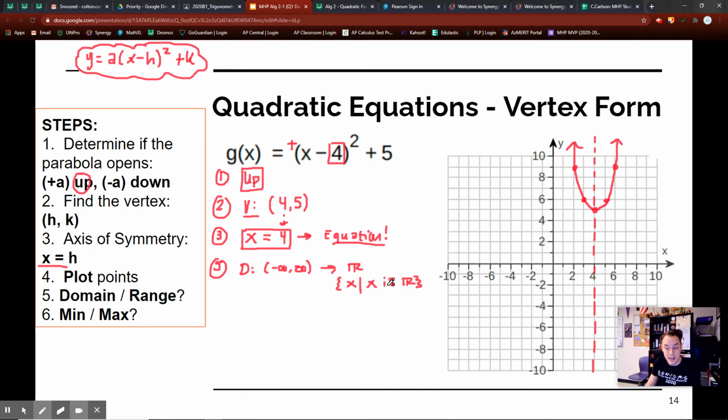This is set notation. If I want to find my range, I notice where the graph exists going from bottom up. It starts existing right here at this y value. This is 5. Since that is 5, I'm going to use brackets because it does exist at 5 here. And then it goes up forever, positive infinity, parentheses. And if I wanted to put it in set notation, this is y such that y is greater than or equal to 5.